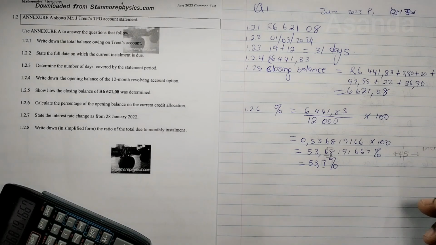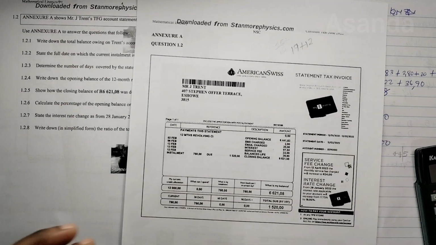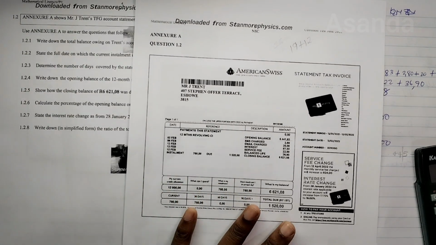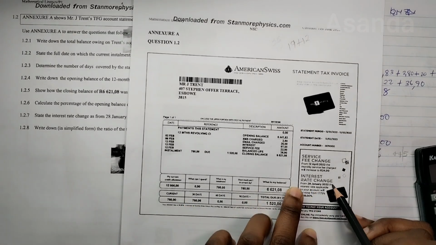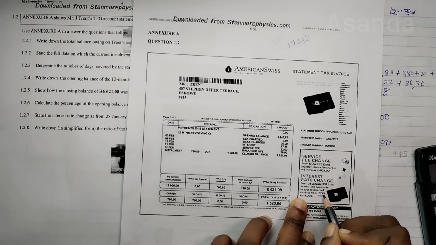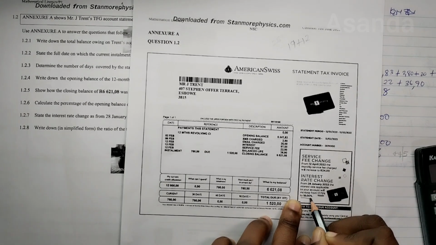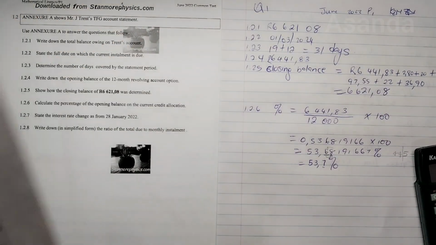Okay, so we're going to move on to 1.2.7. State the interest rate change from 28 January 2022. Interest rates change. How did it change? Let's see. Where are the interest rates? Let's find that. From 28 January 2022, the interest rate applicable to your account will change from 17.75 to 18%. And that is the change there.